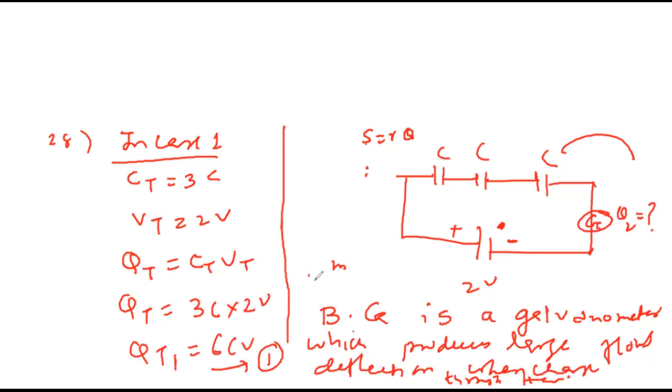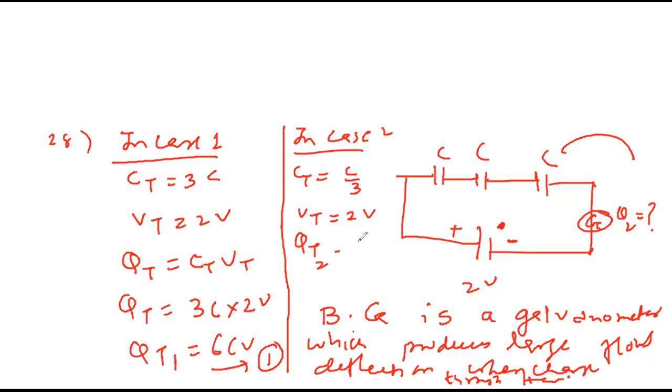Yes, sir. Now in the second case, first you draw the diagram of the second one. In case 2, total capacity will become C by 3. Voltage is the same, that is 2V. And the charge in the second case is total capacity C by 3 into total voltage.